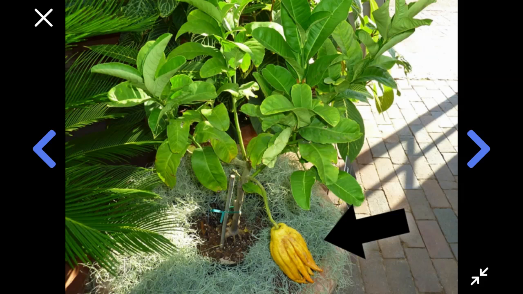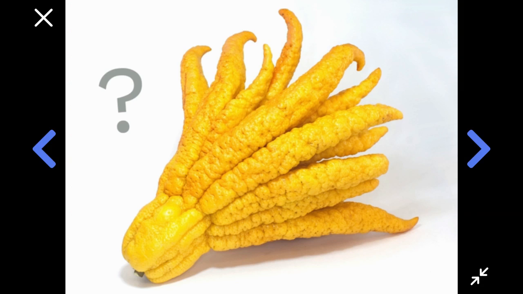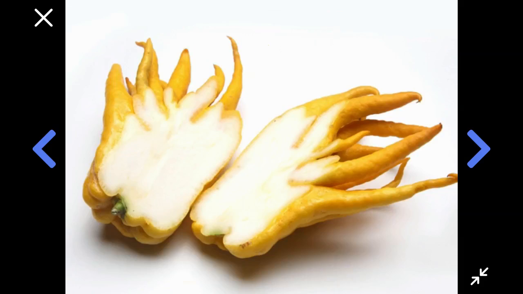Do you see that thing? Right there, growing on the tree. I couldn't believe this was real. I was like, what? It's what I would expect a fruit to look like on some alien planet. What is this thing? Well, if I cut it open, it looks like this. It does not look familiar at all to me.